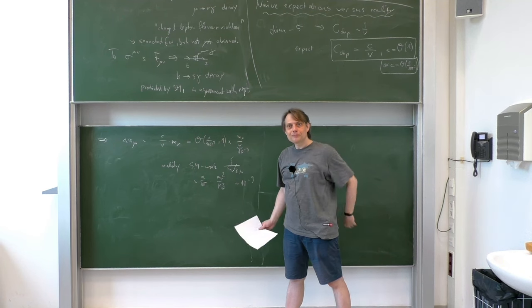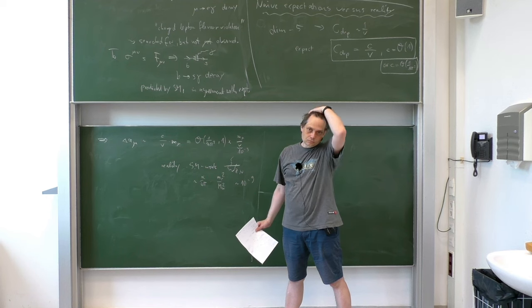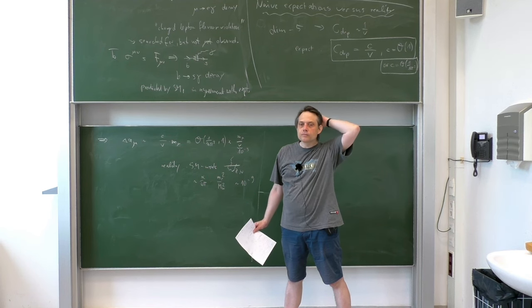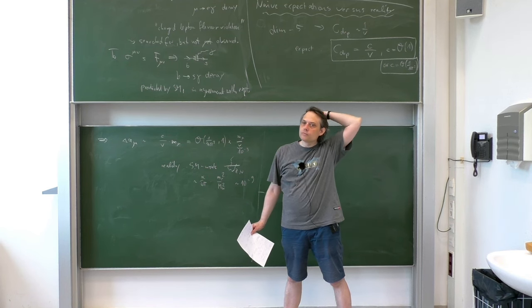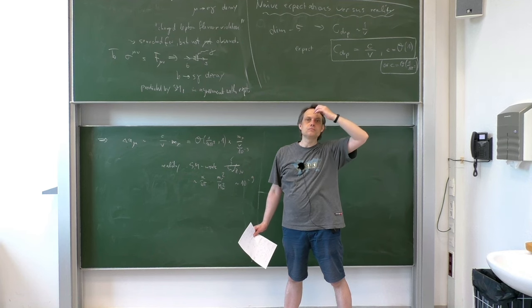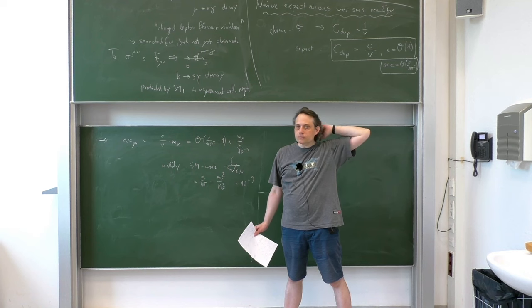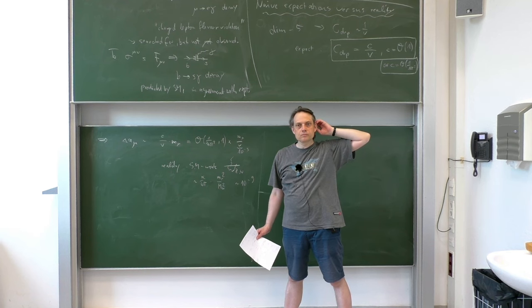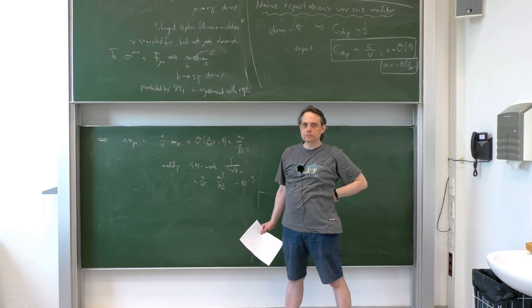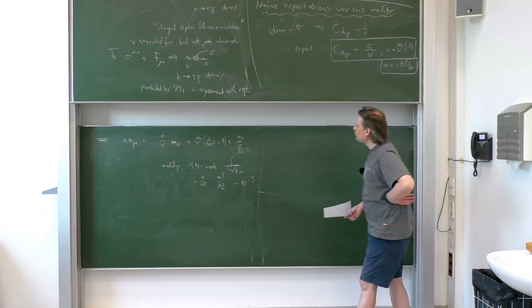Do you have an idea? Well, basically, mass suppression, I think it always has to come from some kind of propagator. Mm-hmm. And in a propagator, we obviously have one over mass squared directly. Mm-hmm. Yeah, there.